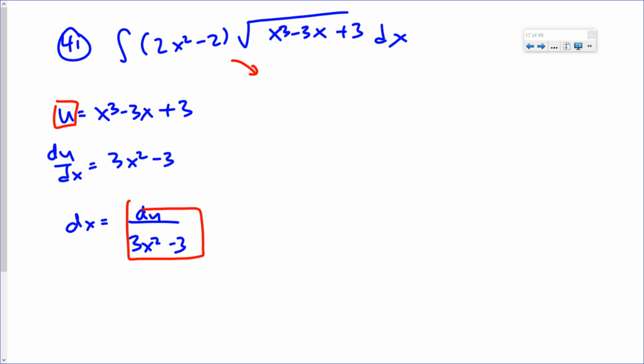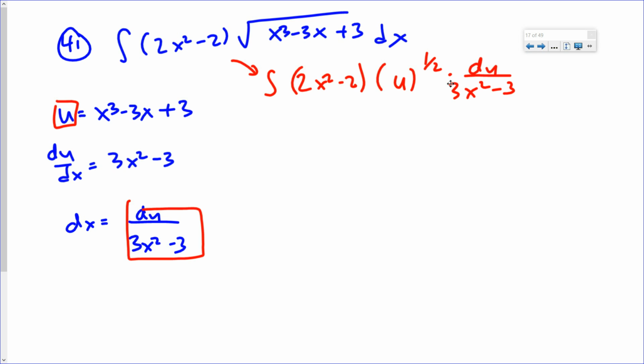Let me go back and rewrite this problem. So I have 2x squared minus 2 times the quantity. This is just u, right? So u to the 1/2 times du over 3x squared minus 3. Do my x's cancel out? Yes, they do.